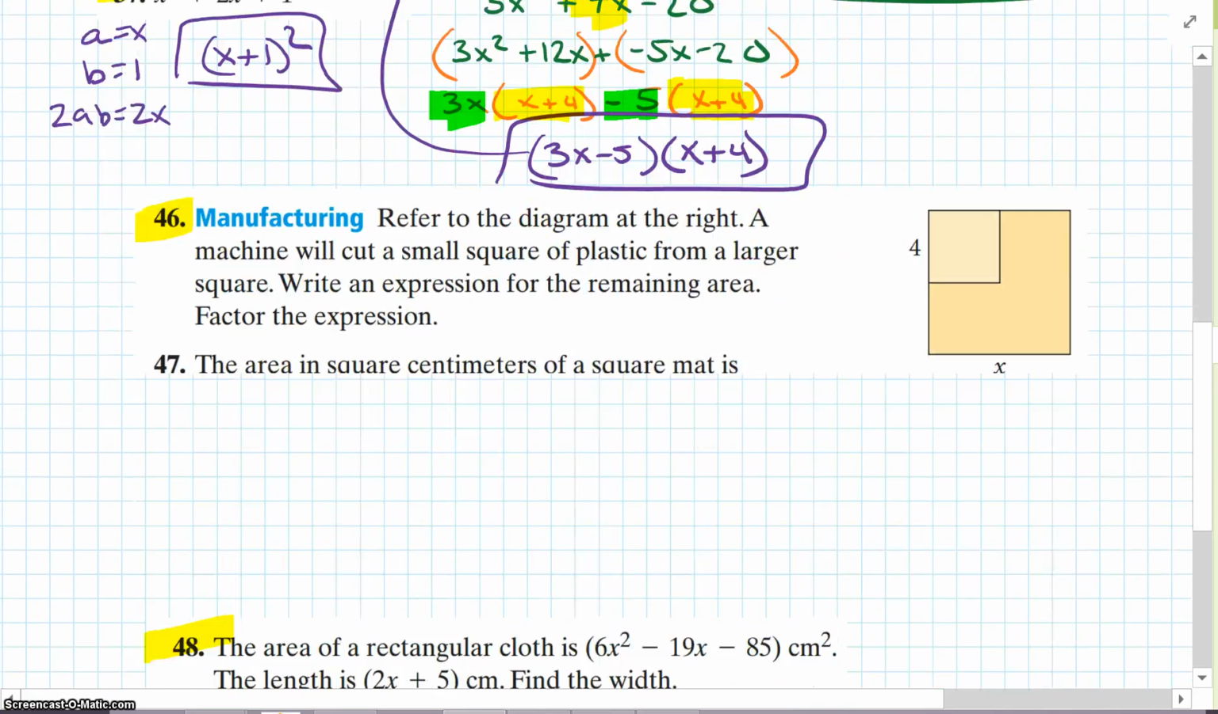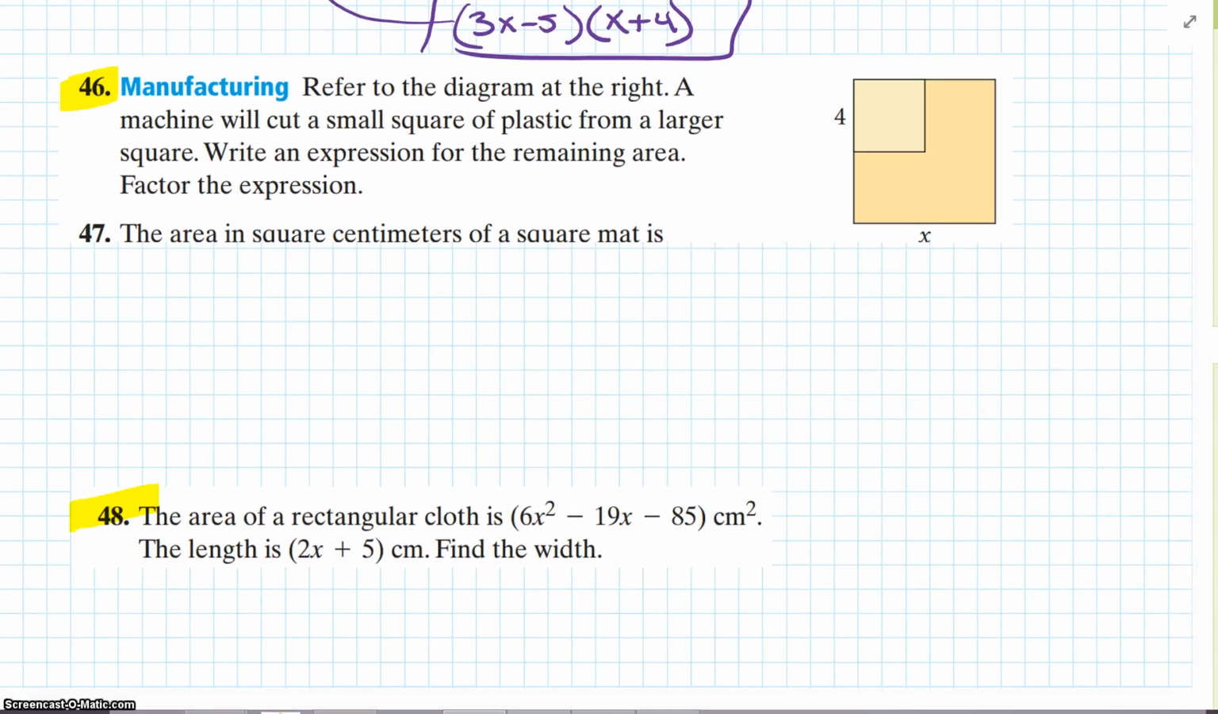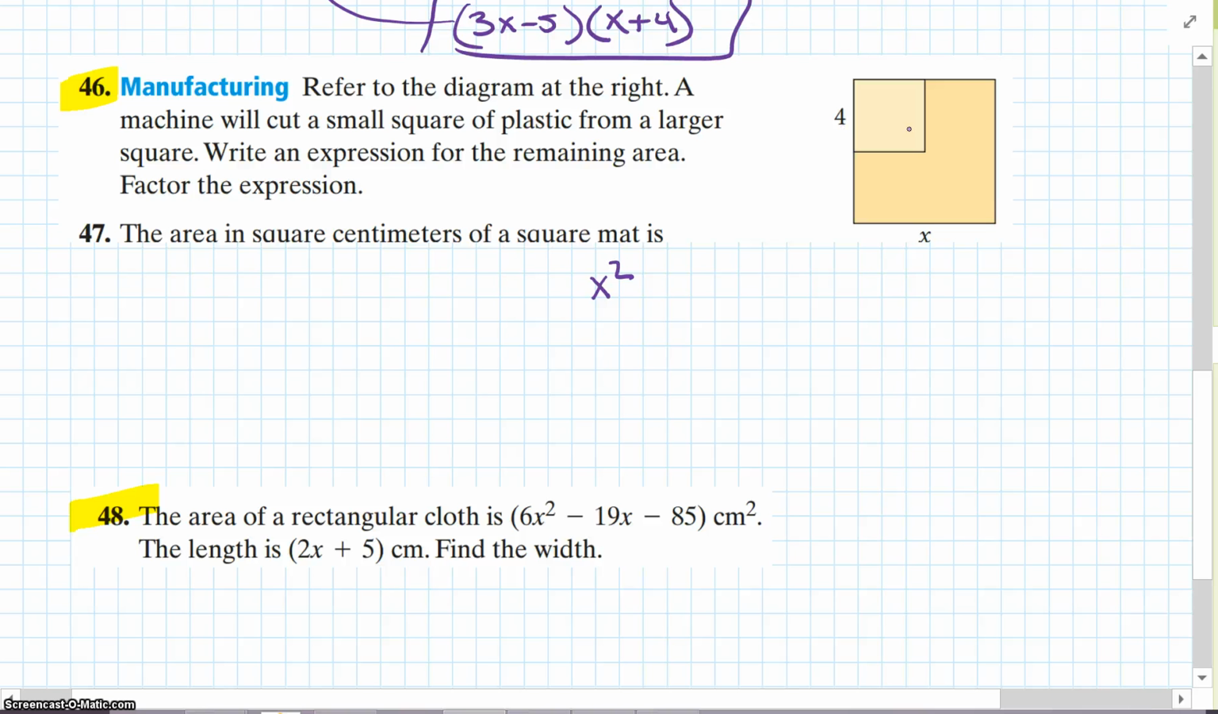Okay, here we go. Number 46. Refer to the diagram at the right. A machine will cut a small square of plastic from a larger square. Write an expression for the remaining area. Okay. Well, what is the area of the big square? Well, the area of the big square is x squared. The area of the smaller square would be minus 4 squared. So can I factor that? Absolutely. Could I say this is the same thing as x plus 4 times x minus 4? Yes. So do you see that?